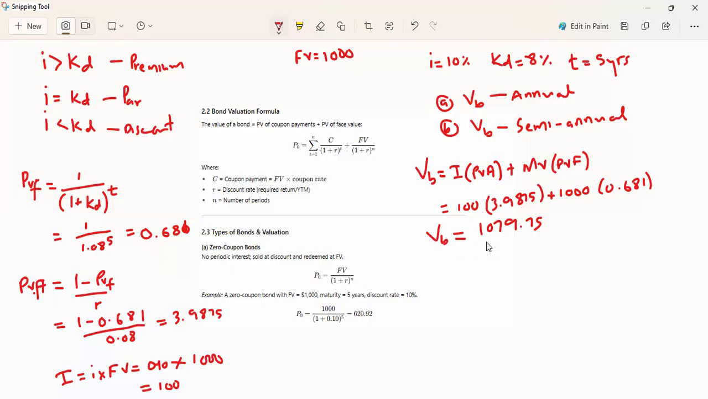Okay. So then the current yield is simply the capital I over the value of the bond, times 100. Okay, so what do we have?